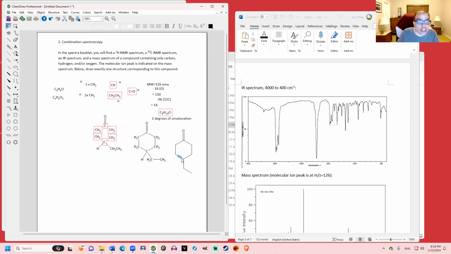I will also just tell you one last thing. Do not memorize this answer. If there's a question like this on the exam, that will not be the answer. If you draw that structure, you will not get credit. It will be something else.